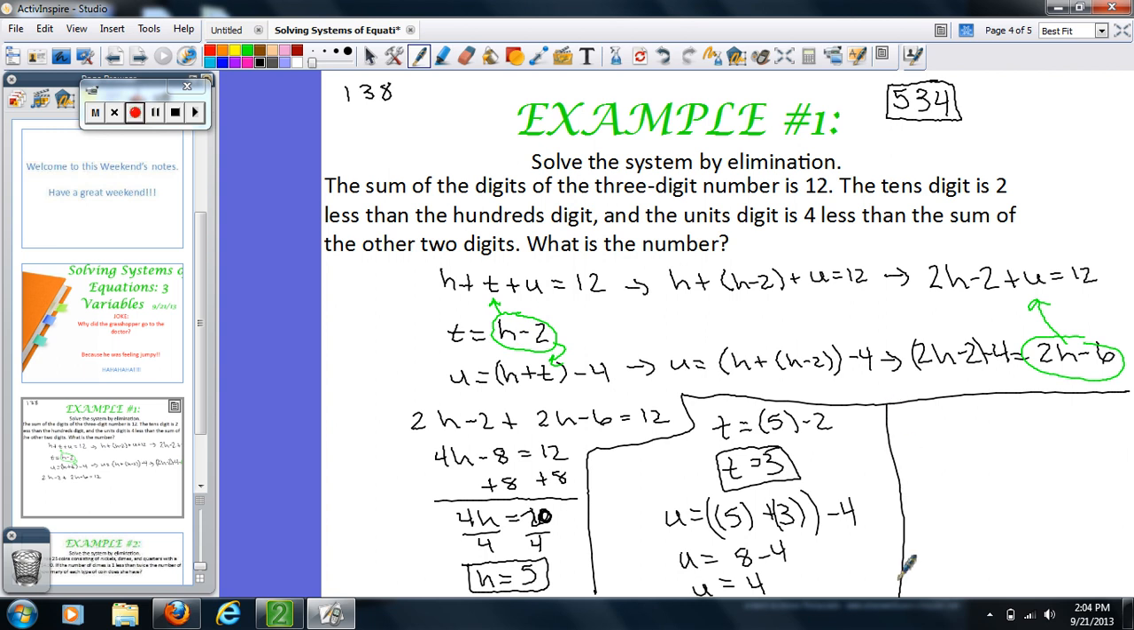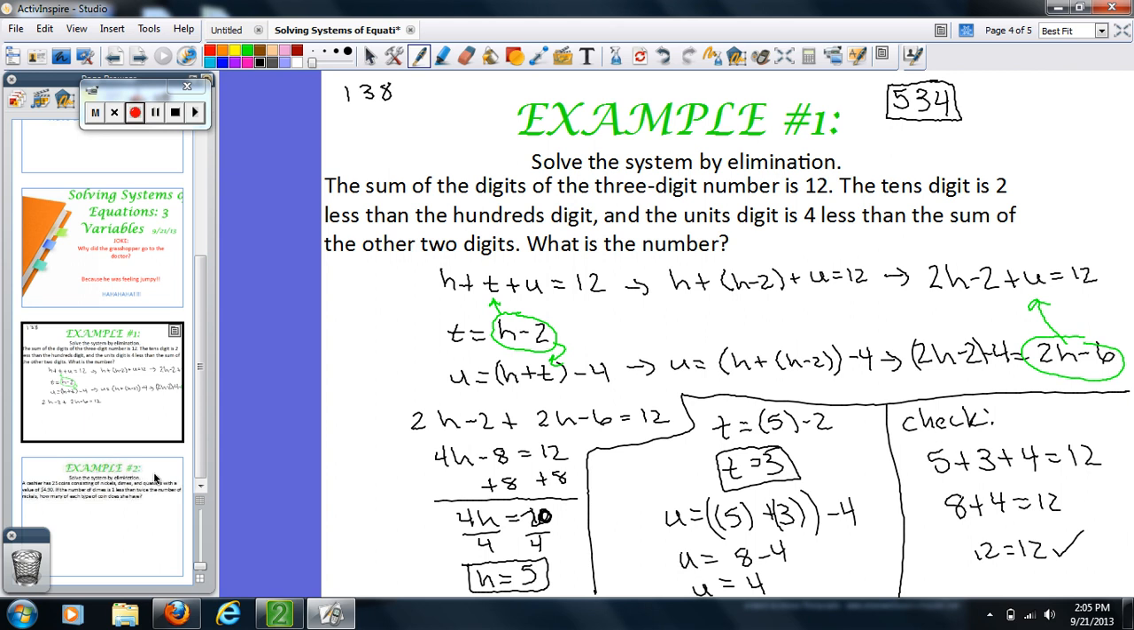Alright, so our check then would be h, which is 5, plus t, which is 3, plus u, which is 4, equals 12. And let's see if that's true. 5 and 3 is 8, plus 4 equals 12, which means 12 equals 12, and it checks. So our answer then is 534.